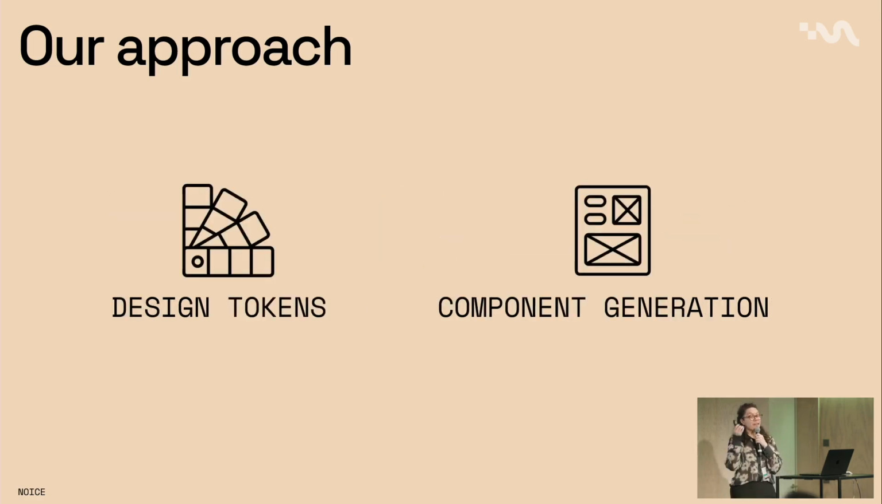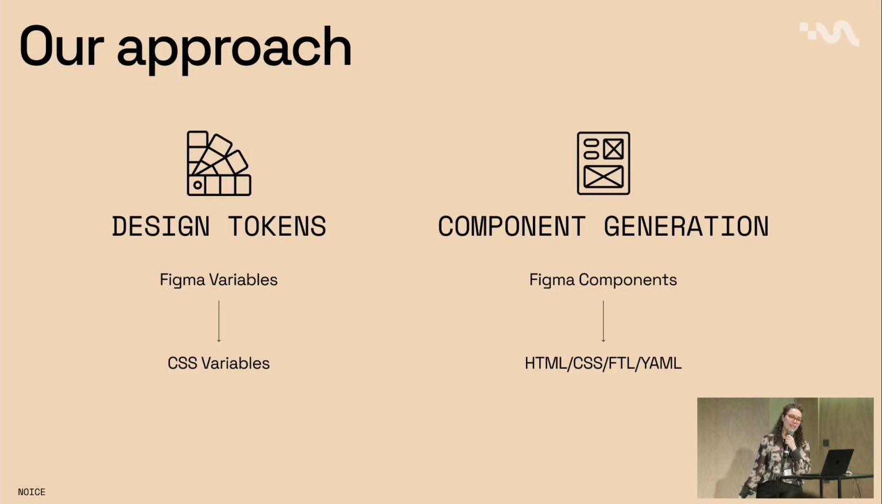We could just generate the component code with static values and call it a day, but clients want scalable multi-brand solutions. So it makes sense for us to integrate both code gen and design token generation into our workflow. So let's walk through the process in more detail. First, we extract Figma variables and convert them to CSS variables. And then we take Figma components and generate HTML, CSS, FTL or React templates and YAML dialogues for Magnolia.